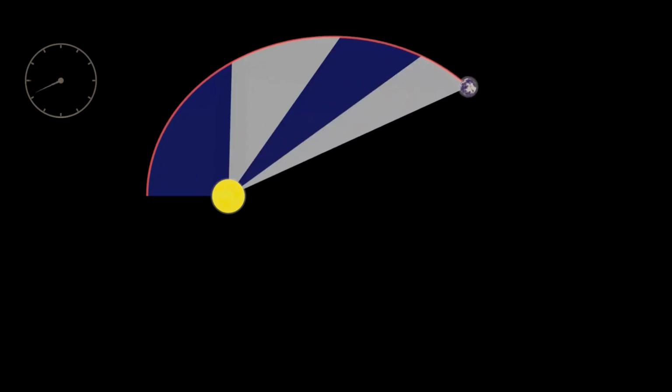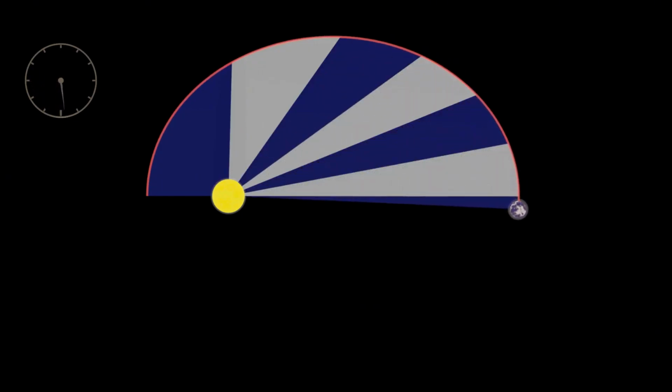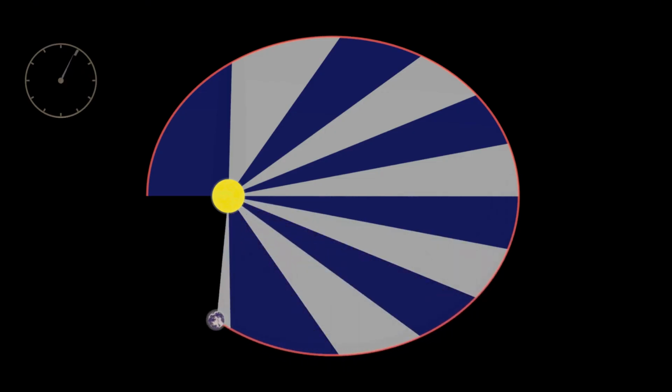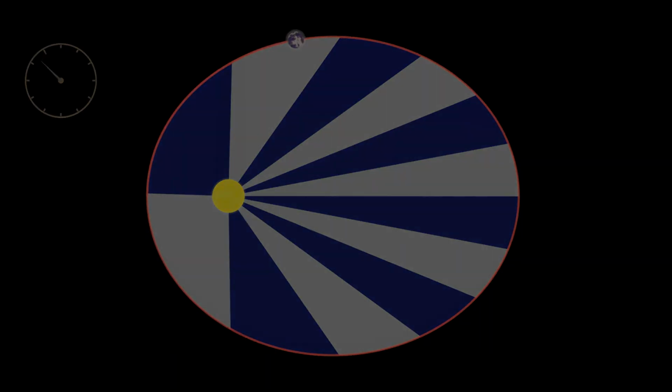Now let's turn to Kepler's second law. A planet sweeps out equal areas in equal times. So another question arises. Given a period of time, how do you calculate the area swept by a planet?